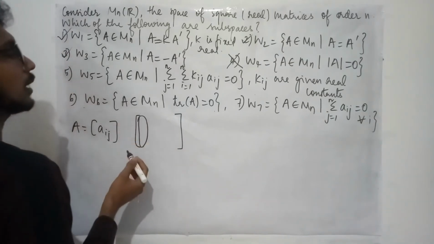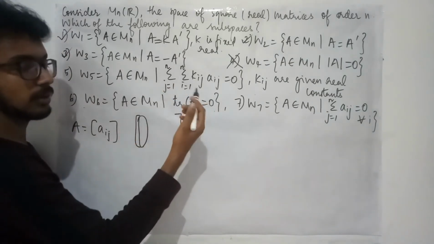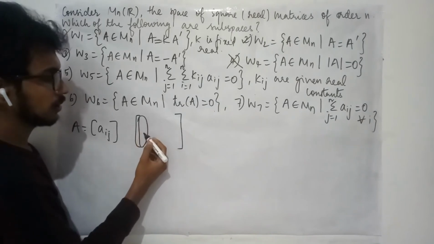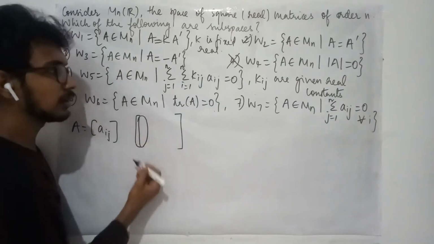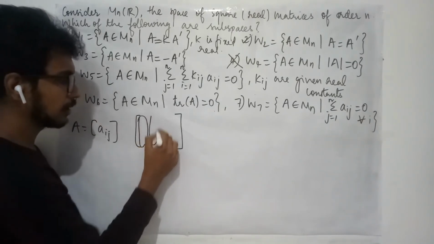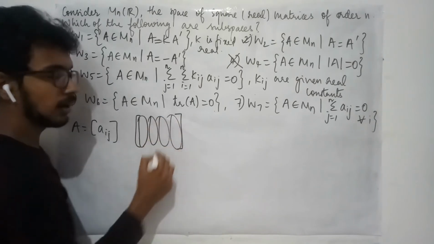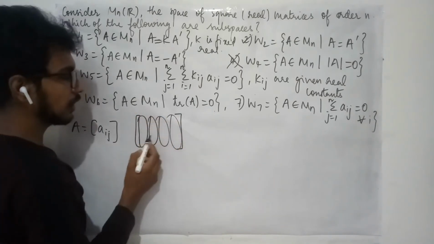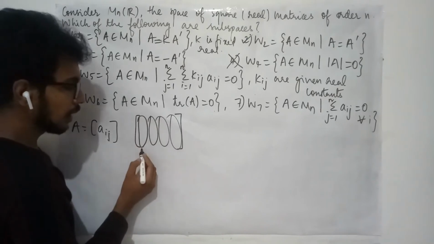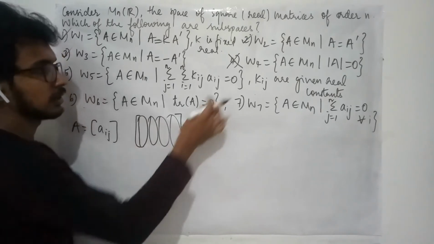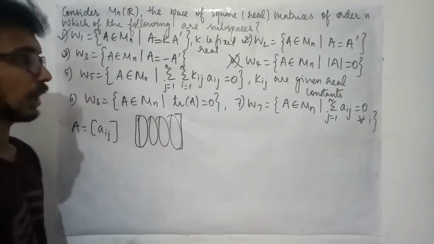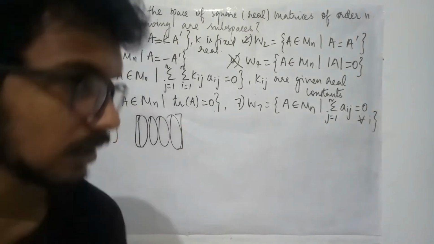You multiply some real quantities with all the entries in a column, and then you make the sum. Similarly, you find all these things. After finding all these things, add the sum of each column, and you are getting 0. So that is what they have given, right?